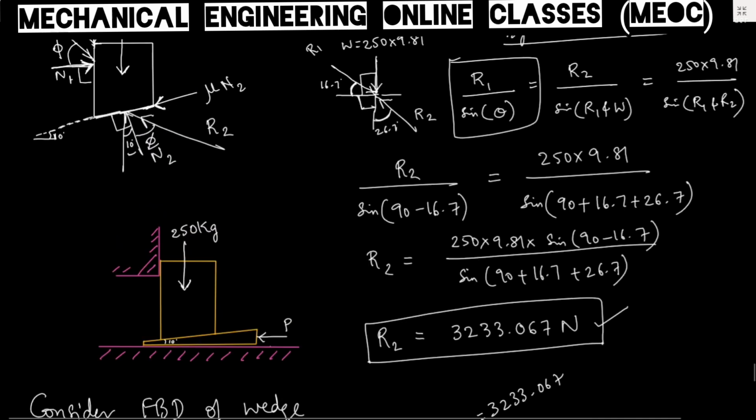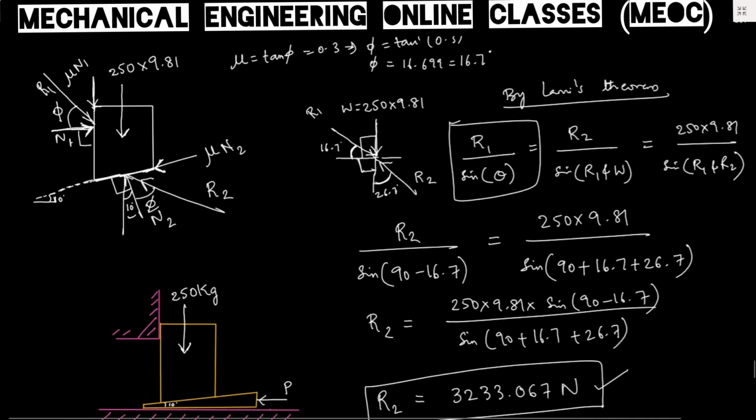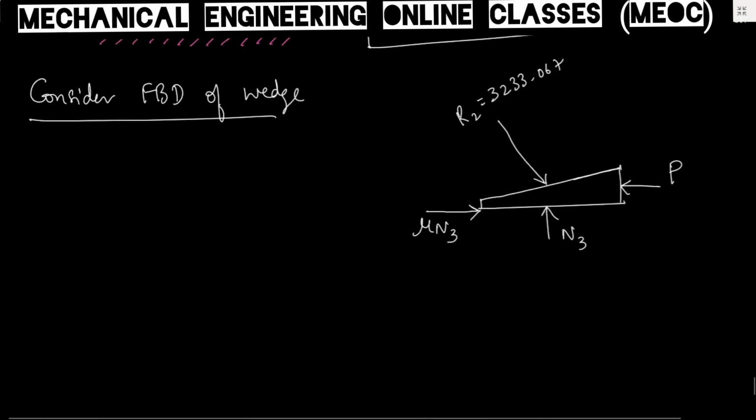This R2 is nothing but 3233.067, and the R2 force is at 10 plus 16.7, that is 26.7 degrees from the vertical. So if I draw a vertical here, this is acting at 26.7 degrees from the vertical. These are the forces that are acting on the wedge, so this is the FBD of the wedge. Here also we can find the resultant between mu N3 and N3, find R3, then again apply Lami's theorem and easily find P.